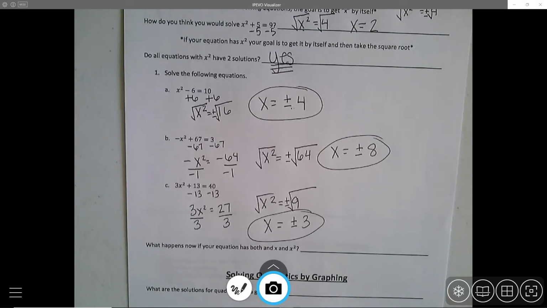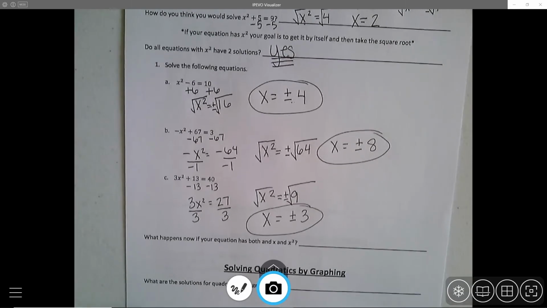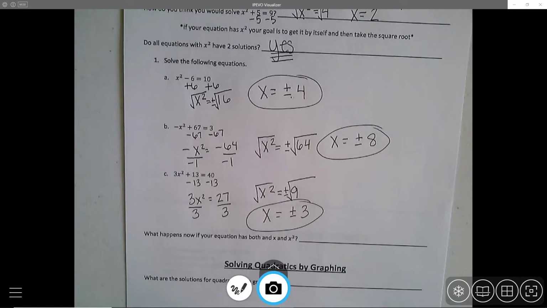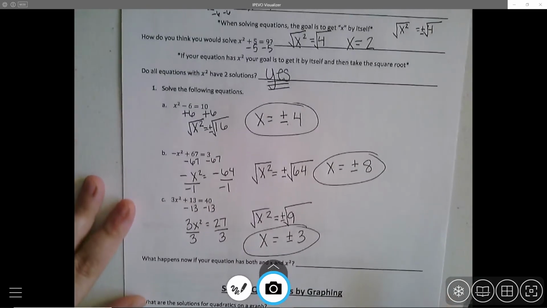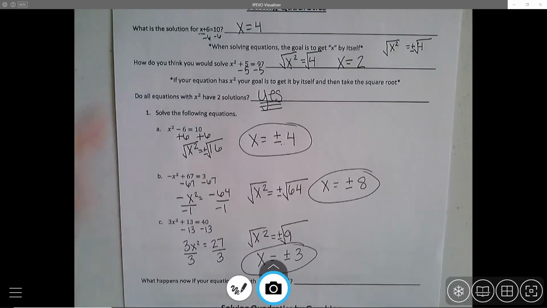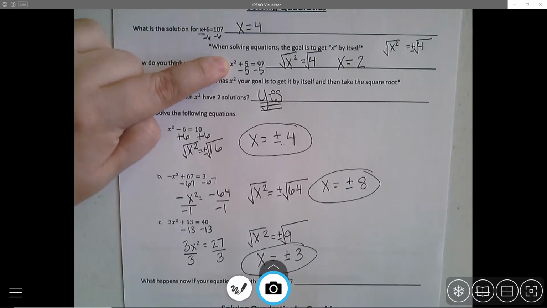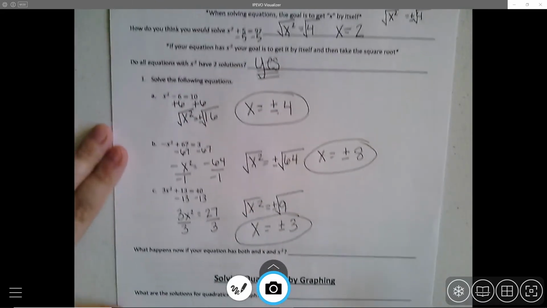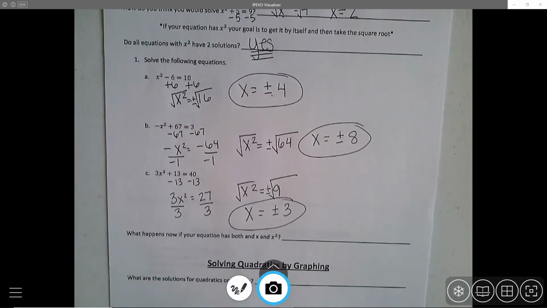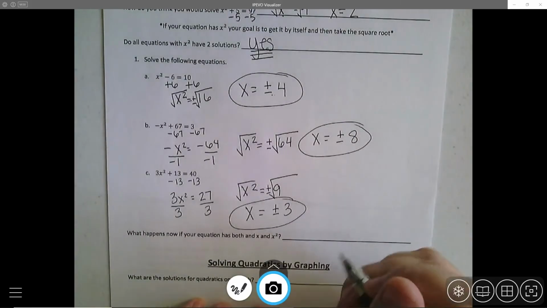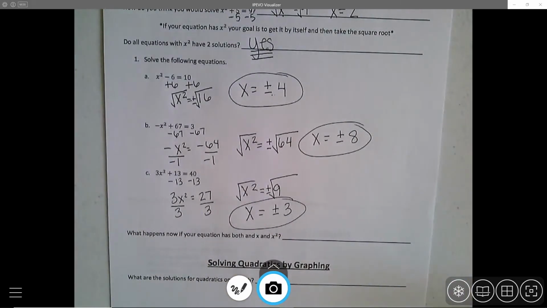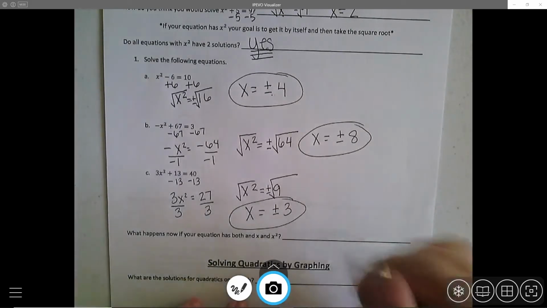So now the question becomes, what happens if we have both an x and an x squared? What happens if we combine the linear terms and the ones that just have the x squared? We need to talk about how we can solve for those. There are basically 3 options we're going to walk through. We're going to walk through 2 of them today, and the third one in the next lesson.